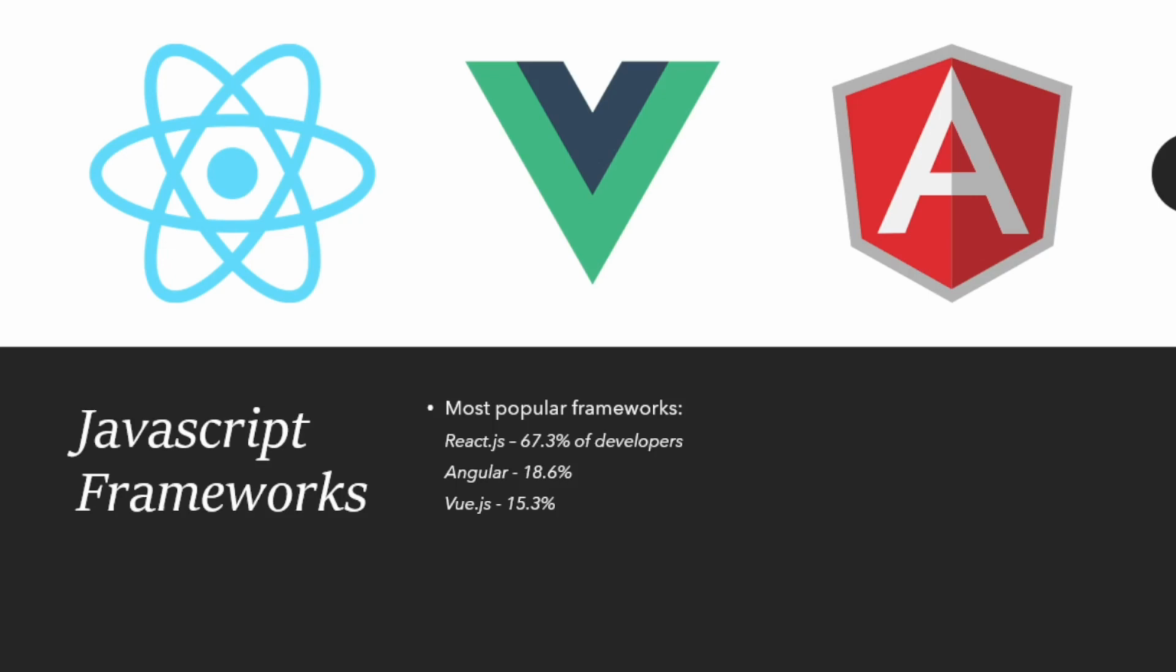among other things. According to a study by the State of JavaScript 2021, React is the most widely used front-end library/framework, with 67.3% of developers using it. Angular and Vue.js also have significant adoption rates at 18.6% and 15.3% respectively.